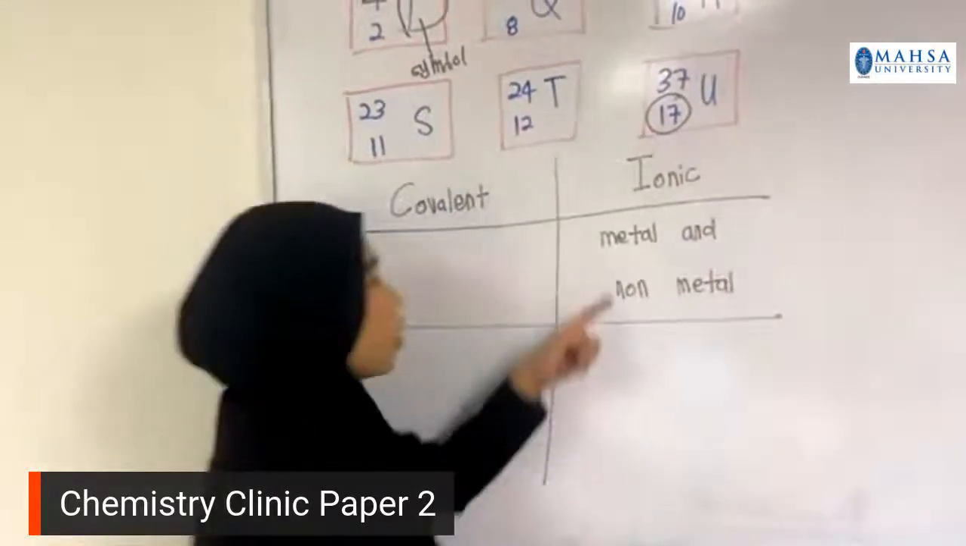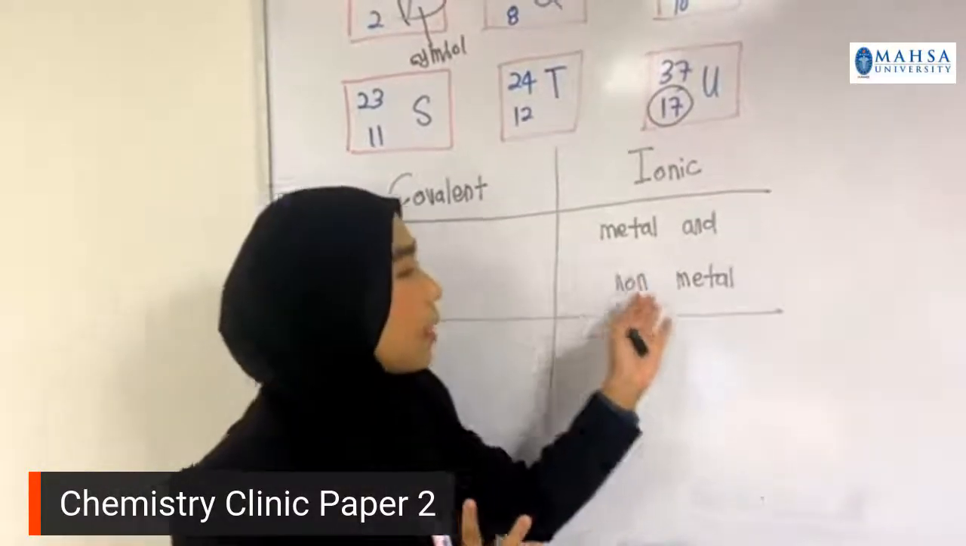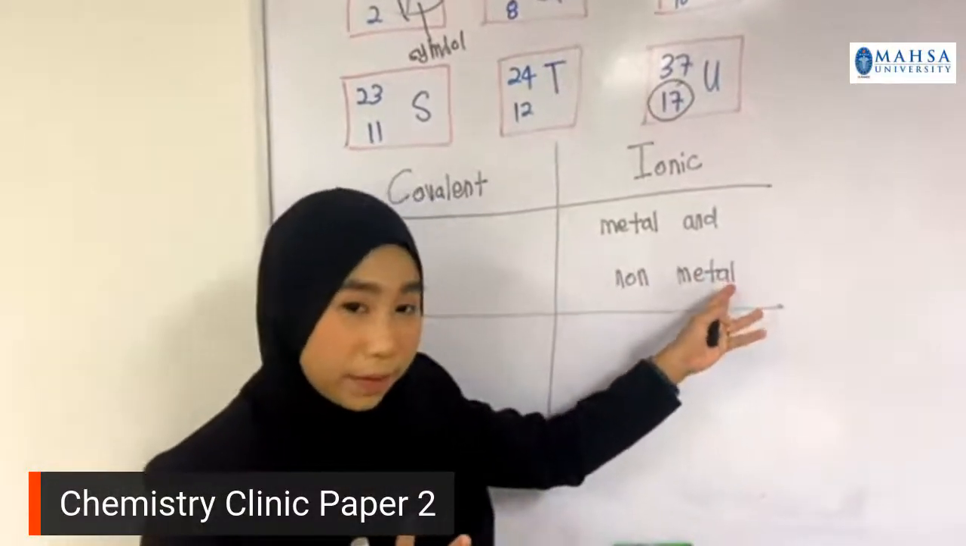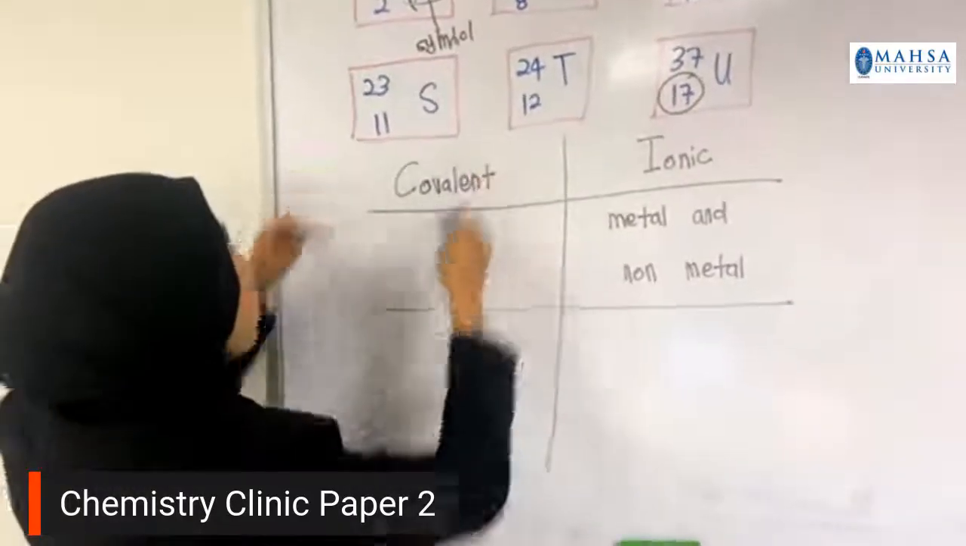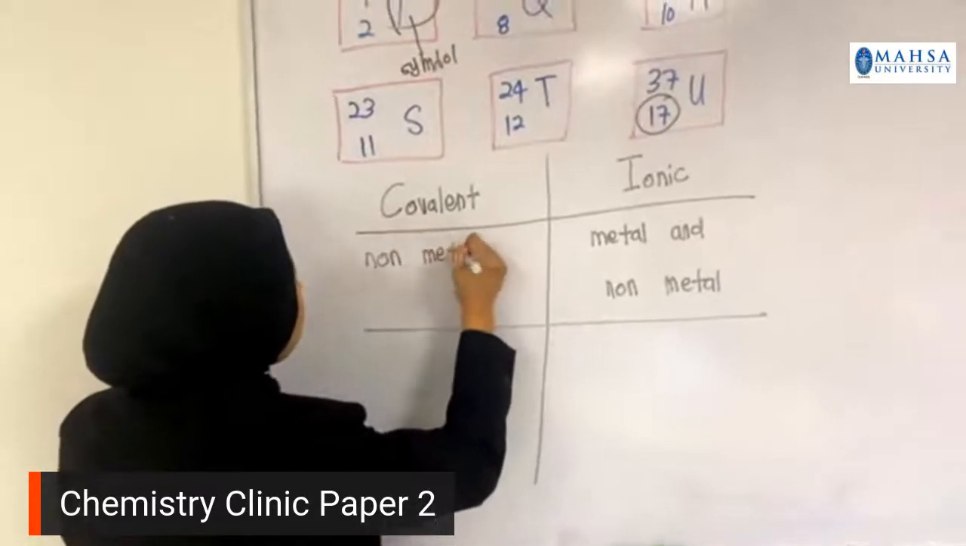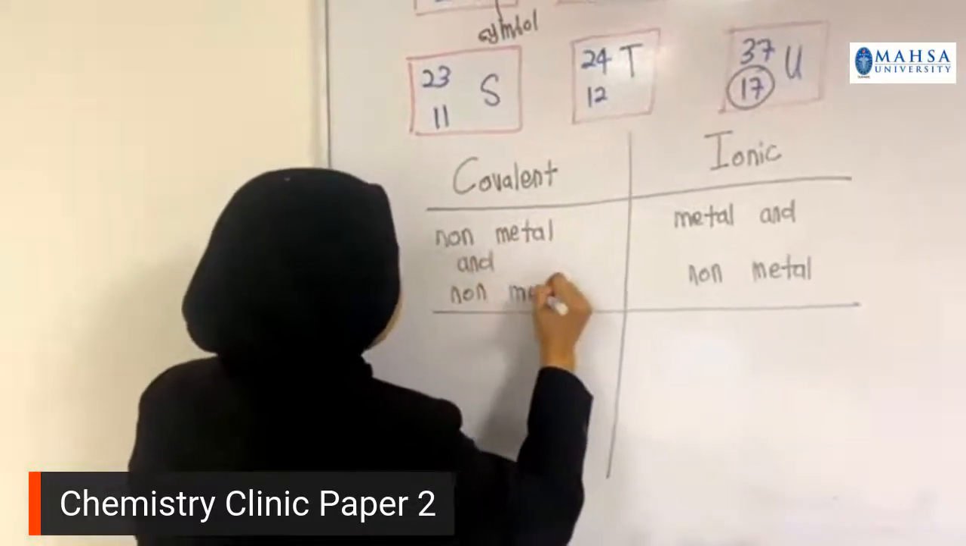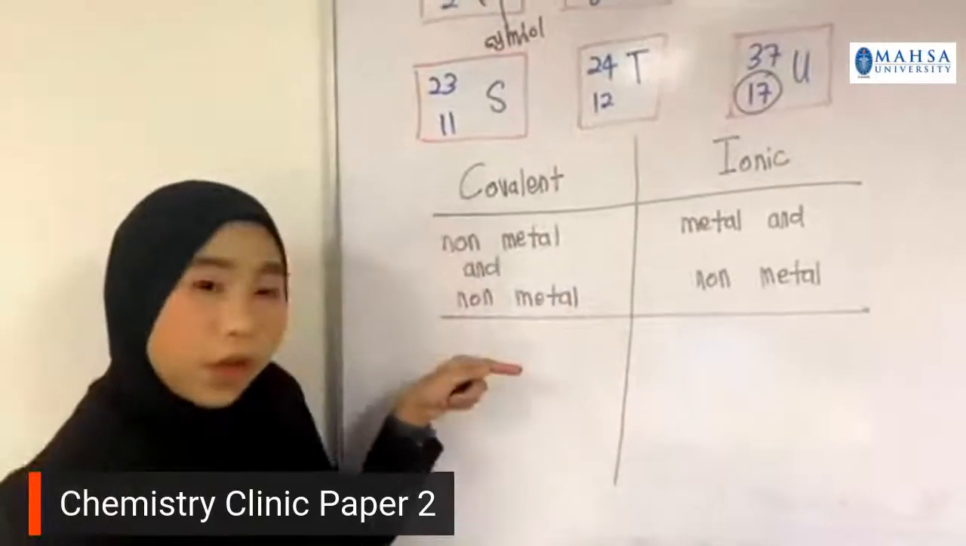So when you are talking about metal and non-metal, you should know the location of the metal and non-metal inside the periodic table. Okay? So how about covalent? Covalent is between non-metal and non-metal. Okay, that one is for covalent.